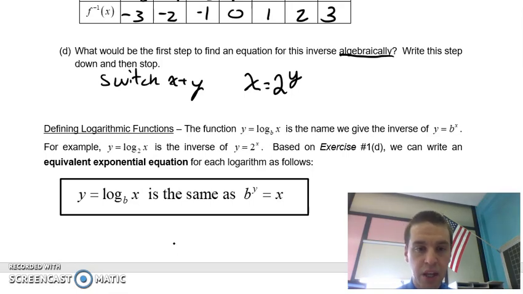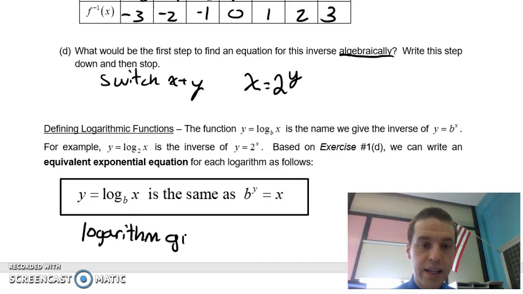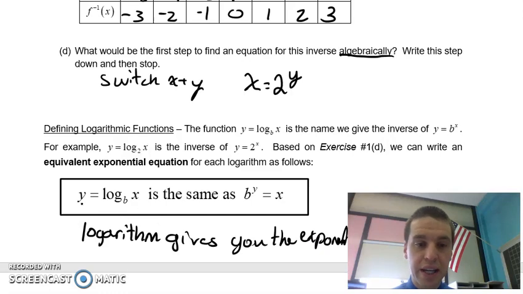And here's what people sometimes mess up, and what we need to understand. If y equals log base b of x, the logarithm gives you the exponent. Okay? So what the logarithm is equal to gives you the exponent of the other function. So notice here that the log is equal to y. Y is in the exponent.